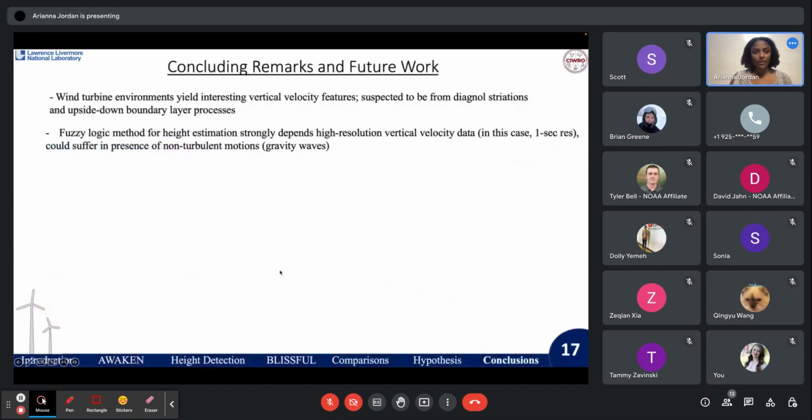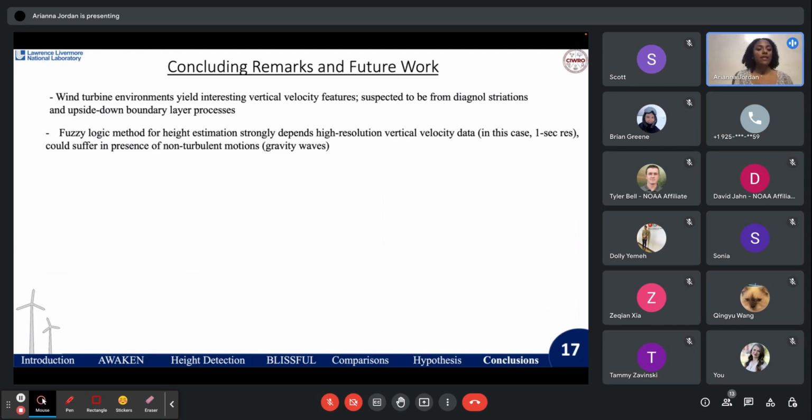So all that said, concluding remarks. The wind turbine environments do yield some really interesting results in the vertical velocity features. And we can see in the wind speeds that there are diagonal striations, and there might even be upside down boundary layer processes happening. We need adequate turbulent kinetic energy measurements to really be able to make that claim. But that's something that we can look into as we go forward.